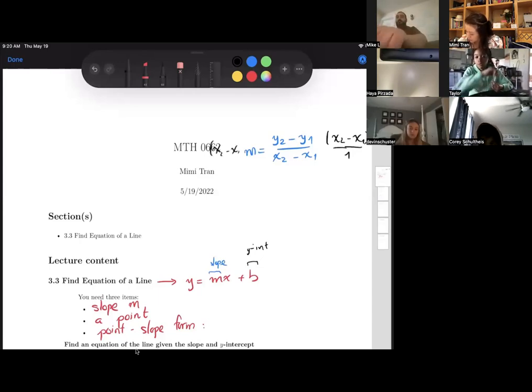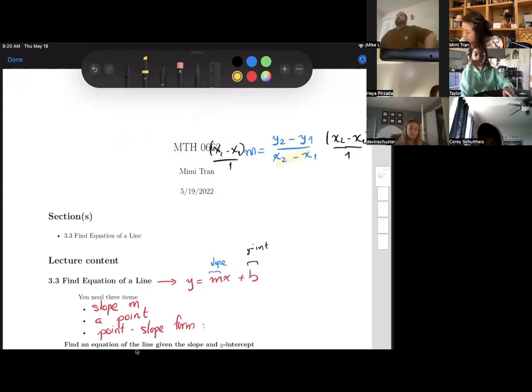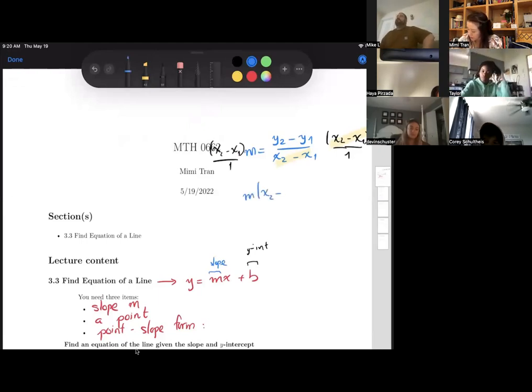x2 minus x1 over 1. So on the right hand side, I can cancel it, right? On the left hand side, there's nothing I can do, so I rewrite it as m times x2 minus x1 equal y2 minus y1.